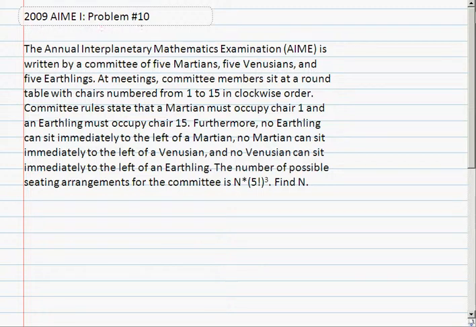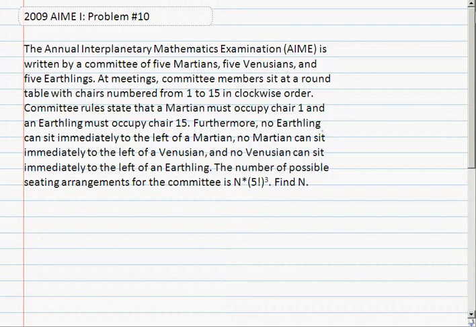Problem number 10 from 2009 AIME I. The annual Interplanetary Mathematics Examination, or AIME, is written by a committee of 5 Martians, 5 Venusians, and 5 Earthlings. At meetings, committee members sit at a round table with chairs numbered from 1 to 15 in clockwise order. Committee rules state that a Martian must occupy chair 1 and an Earthling must occupy chair 15.